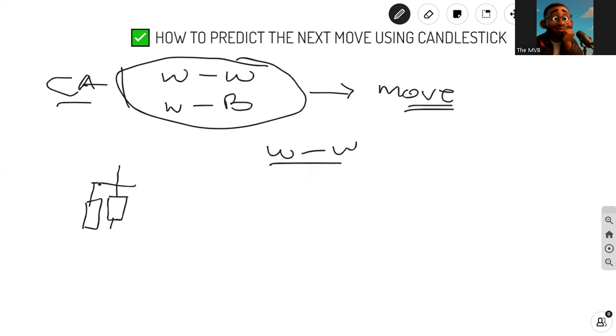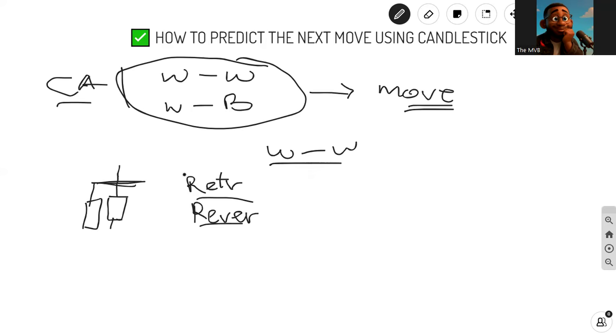So if this happens, what it means is the next candle may either retrace or may either reverse. So if it is a wick to wick breakout, that means the next candle here may either retrace or reverse.